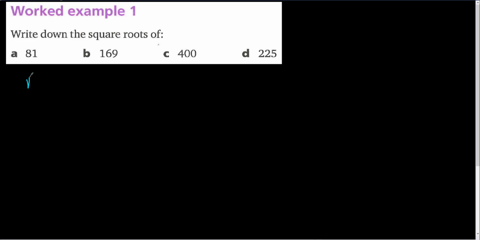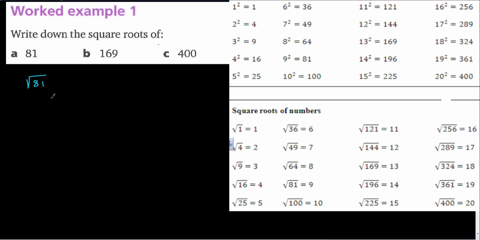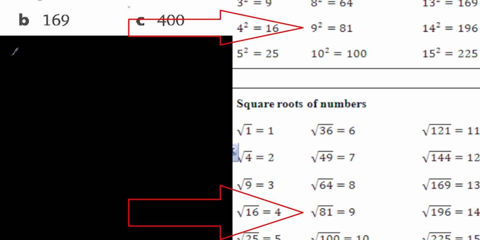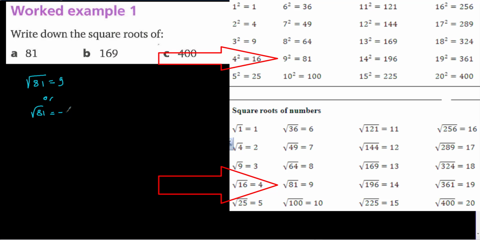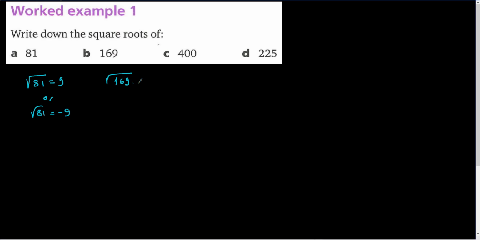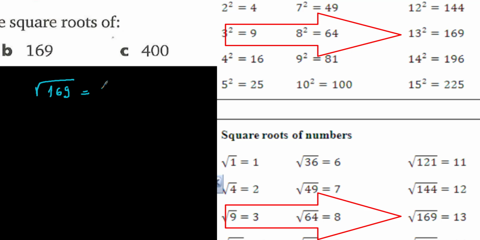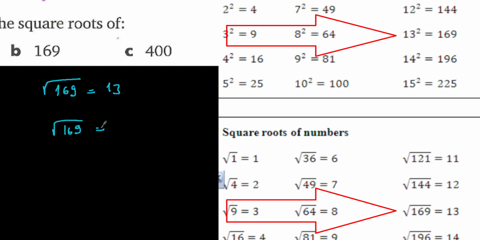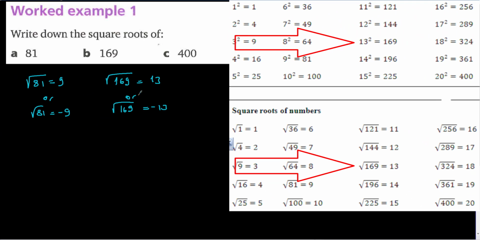Okay. Let's continue with exercises. Root of 81. For finding the root of 81, firstly I need to remember which number squared is equal to 81. And I know that this is equal to 9, or the square root of 81 is equal to minus 9. It is the same for the root of 169. Try to remember which number squared is equal to 169. We know that this is 13 squared, so the root of 169 is equal to 13. And the square root of 169 at the same time is equal to minus 13.